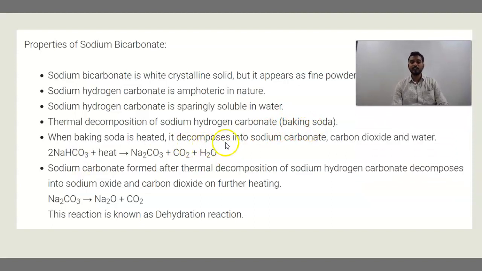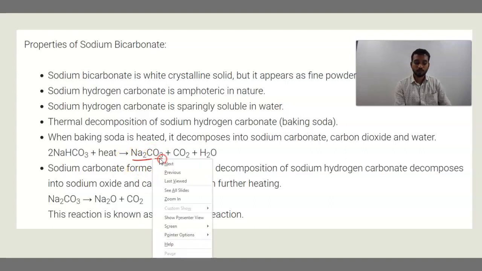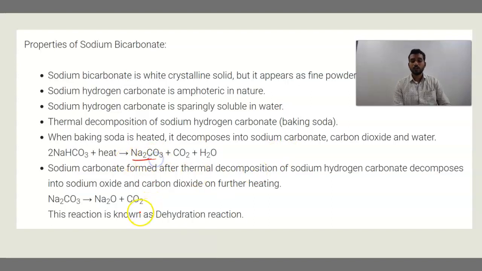When baking soda is heated, it decomposes into sodium carbonate, carbon dioxide and water. We can see this reaction. Baking soda, NaHCO3, when we heat this, what are we going to obtain? Sodium carbonate, carbon dioxide and water. Sodium carbonate formed after thermal decomposition of sodium hydrogen carbonate decomposes on further heating. After we heat again, what do we get? Sodium oxide, carbon dioxide.